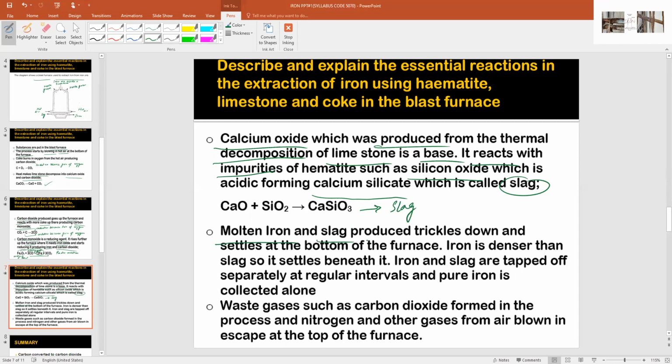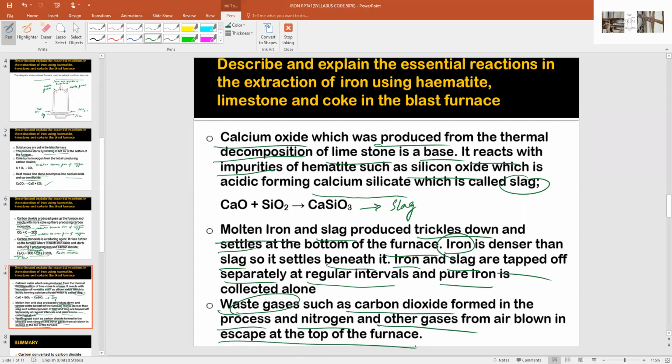Molten iron and slag trickle down and settle at the bottom of the furnace. Iron is denser than slag, so it settles beneath it. Iron and slag are tapped off separately at regular intervals, and pure iron is collected alone. Waste gases such as carbon dioxide formed from the process and nitrogen and other gases from air blown in escape at the top of the furnace.